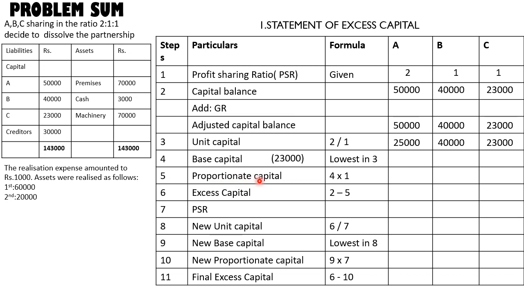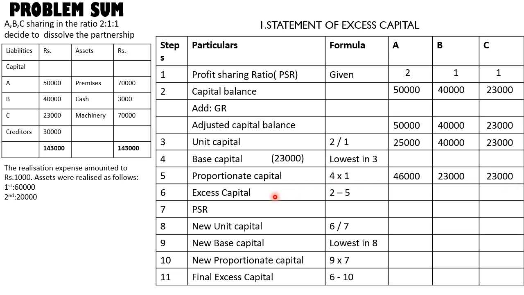Step number 5 is proportionate capital, which is step number 4 multiplied by step number 1. That is nothing but base capital multiplied by the PSR. So 23,000 into 2, which is 46,000. 23,000 into 1, which is 23,000, and again 23,000 into 1, which is 23,000.